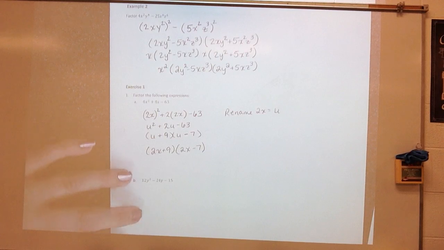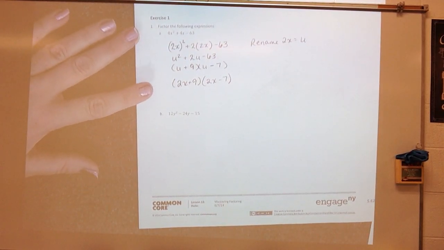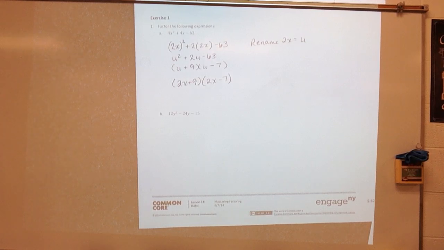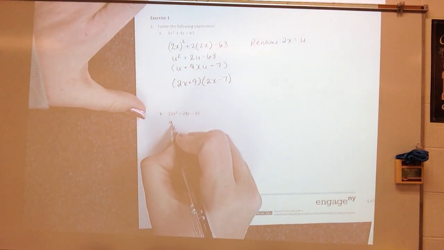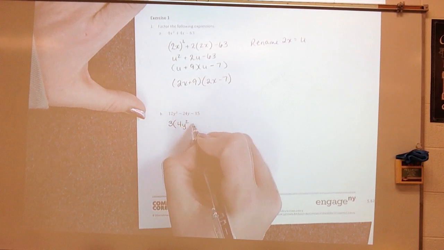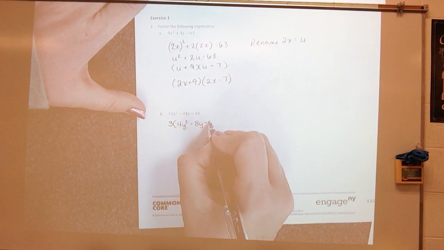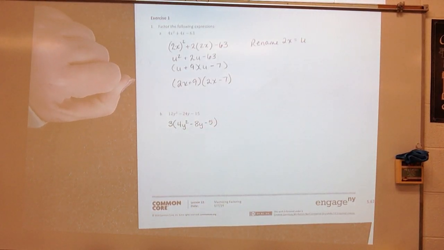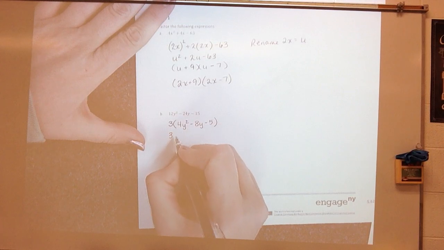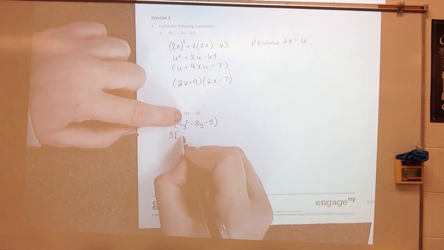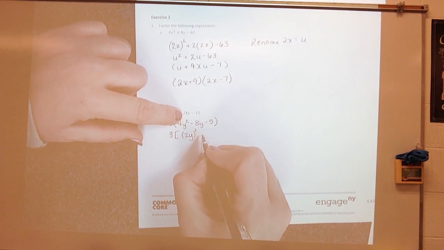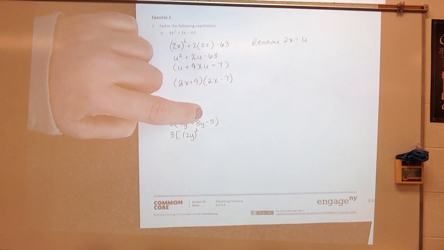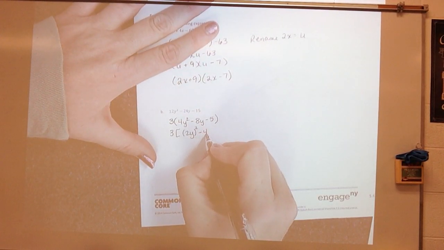Okay? 12y squared minus 24y minus 15. This one's a little bit more difficult. But look at this, guys, I have a common factor here. I can pull out a 3. That leaves me 4y squared minus 8y minus 5. Now I see a perfect square. So 4 is 2 squared, so I have 2y. Think about this. What can I multiply times 2y to get 8y? I can pull a 4 out.